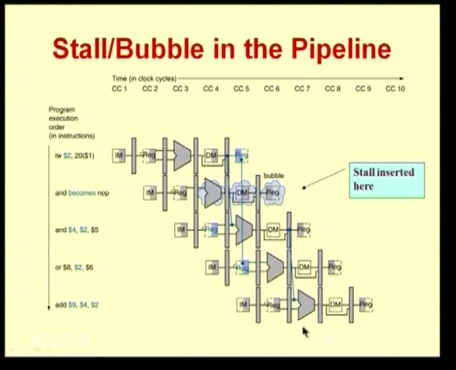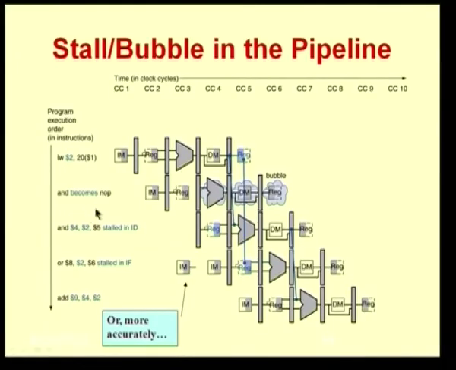So, once we understand how this forwarding is in place, we will be able to figure out how many instructions will be able to move without any stalls and which are the instructions which will actually have to be stalled. Okay. So, you can see how this stall or bubble in the pipeline is handled by just making this a no op. More accurately, this is what will happen.